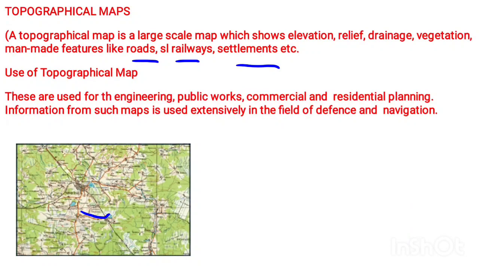So what is a topographical map? It is clear to you. I think it is clear to all. Next, the use of topographical map. This is used in engineering, public work, commercial and residential planning, and it is also a map extensively used in the field of defense and navigation. That's why these topographical maps are very confidential and very important.